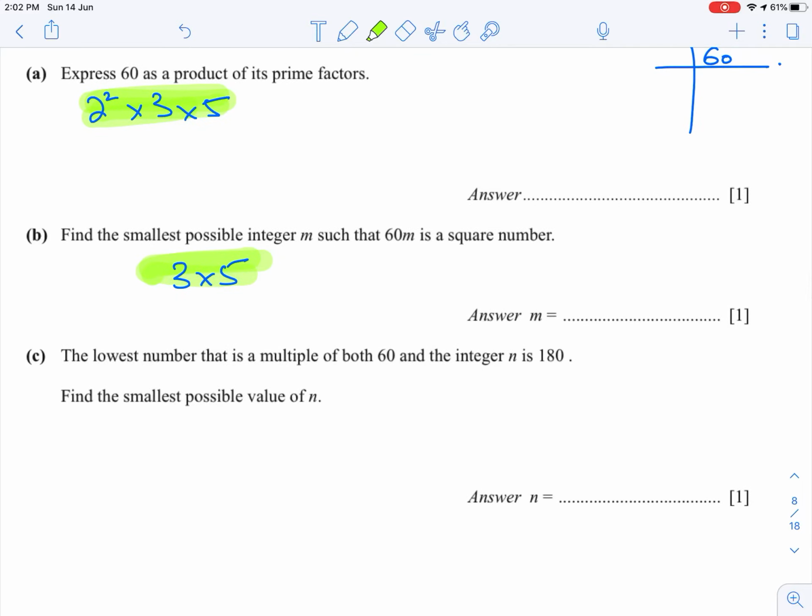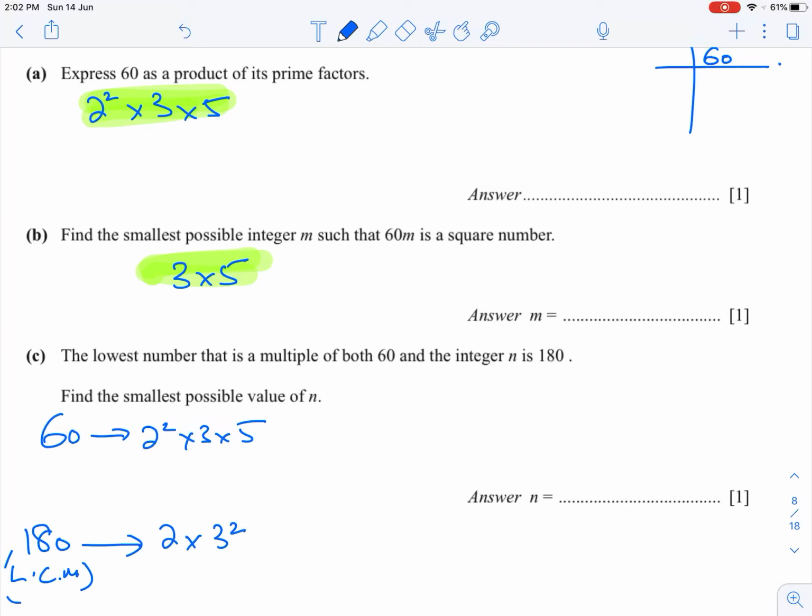We know the prime factorization of 60. I'm writing here, prime factorization of 60 is 2 square into 3 into 5, and the LCM itself, they are saying is 180. The prime factorization of 180 is, first of all, 18 is 2 times 3 square, this is the prime factorization for 18, and for 10 you take another 2 and 5. So the overall prime factorization for 180 is 2 square into 3 square into 5.